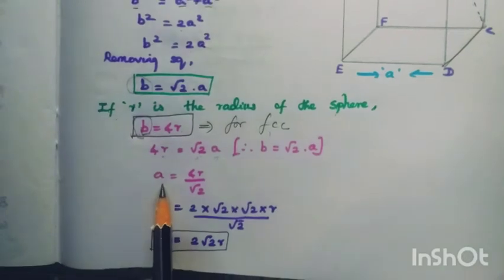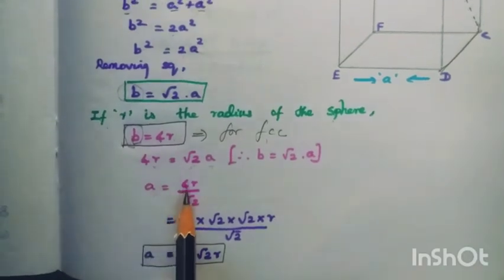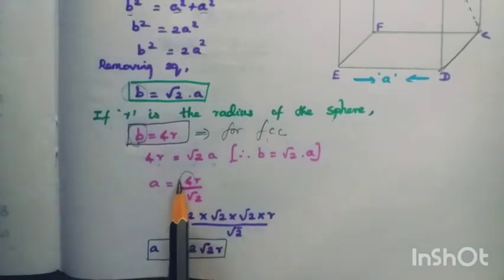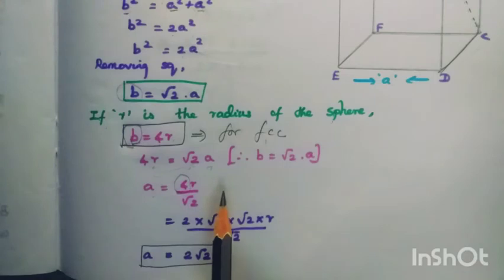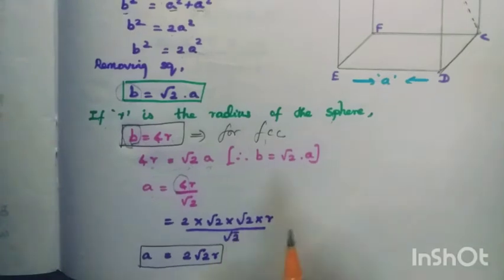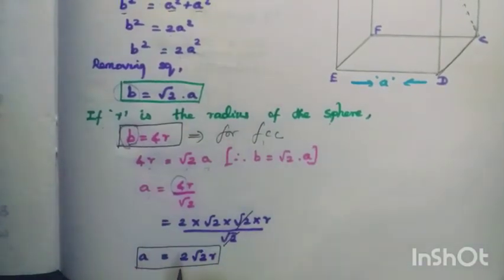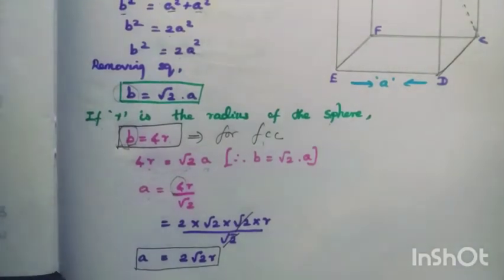From this we can calculate the A value. A is equal to 4R by root 2. Bring this denominator. So this 4 can be written as 2 into 2, no. 2 can be written as root 2 into root 2. So 2 into root 2 into root 2 into R by root 2. We can cancel one root 2. So A is equal to 2 root 2 R.